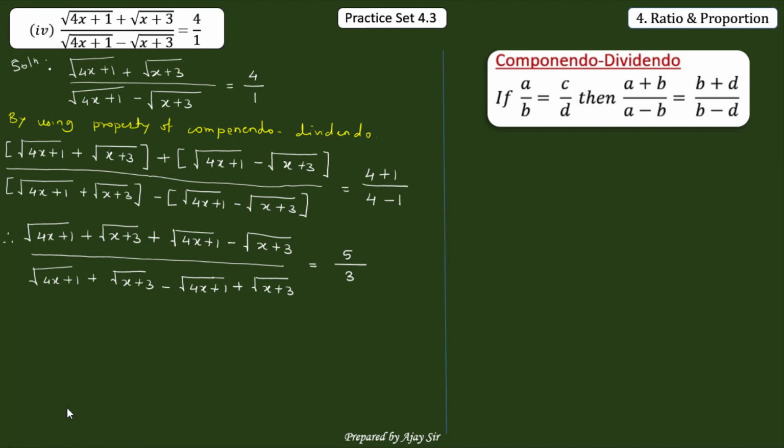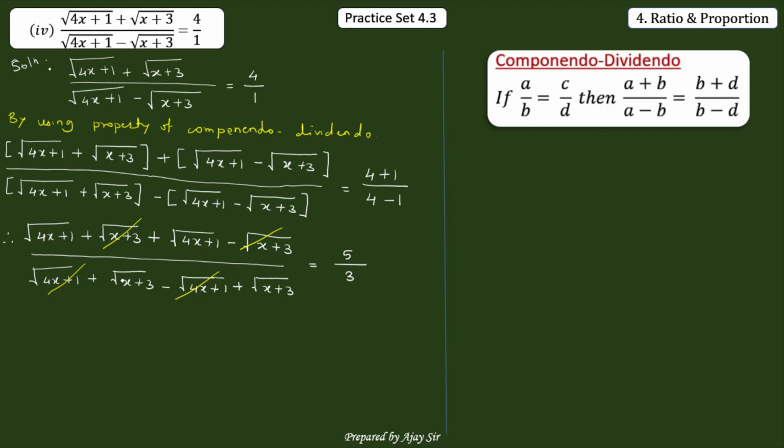So let us cancel this plus minus term. This term and this term get cancelled. Similarly, this term and this term get cancelled. Now the remaining terms are the plus terms, so these terms will get added. This term and this term are the same.